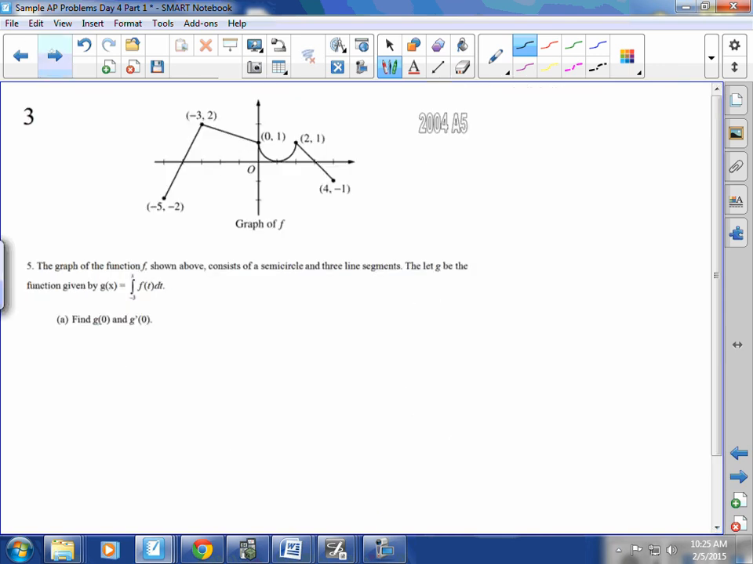Okay, let's do one more together. Again, I notice this thing starts with a graph and mentions an integral function. Let's get some areas out of the way here.